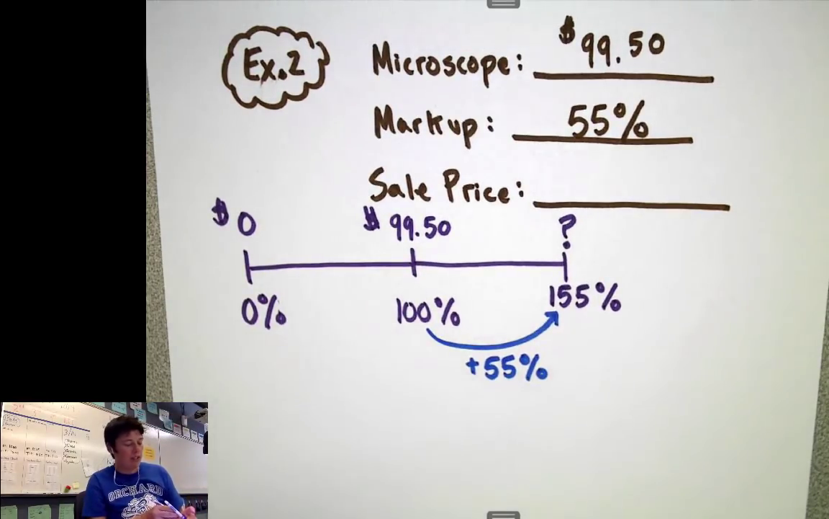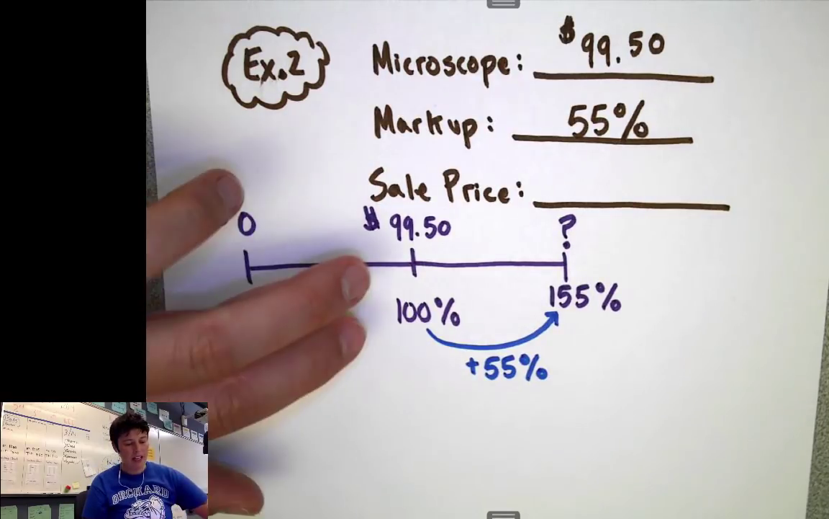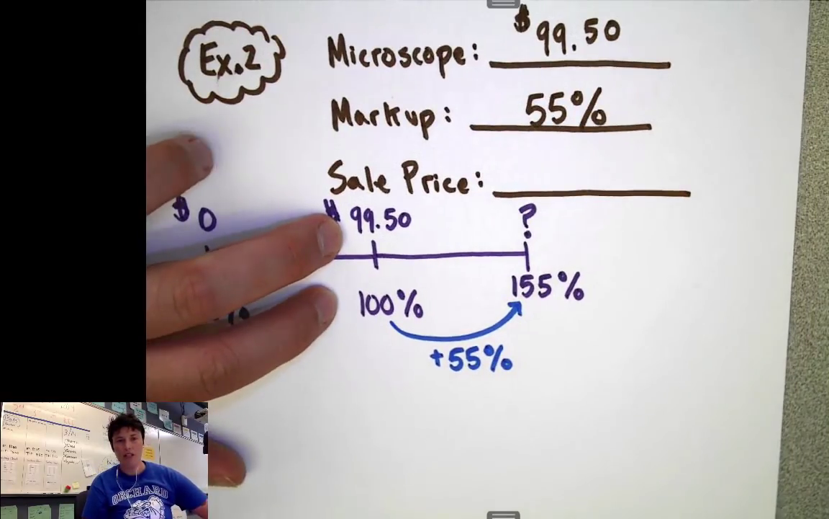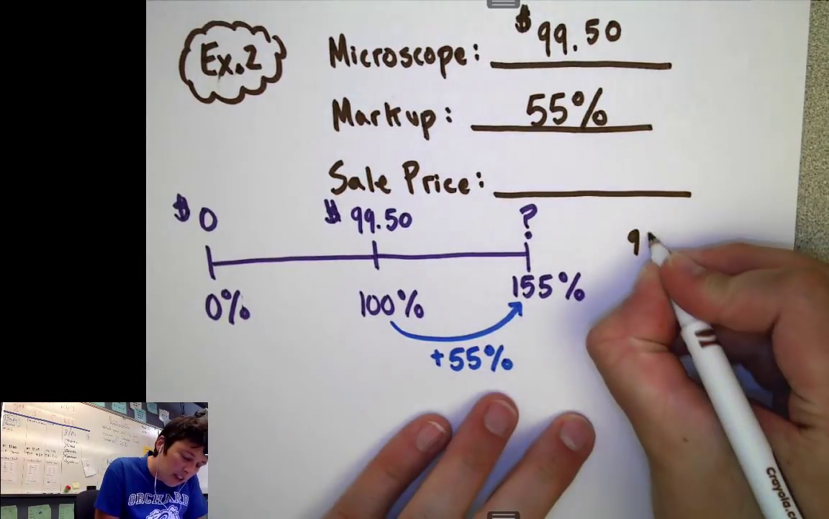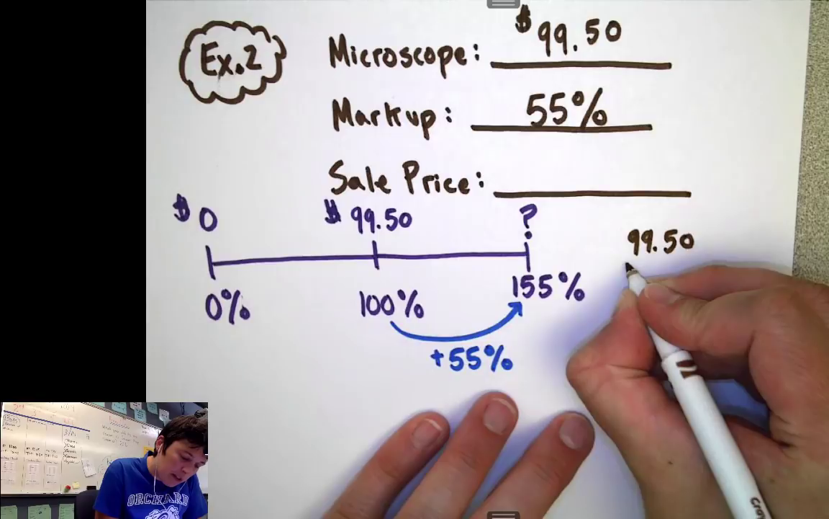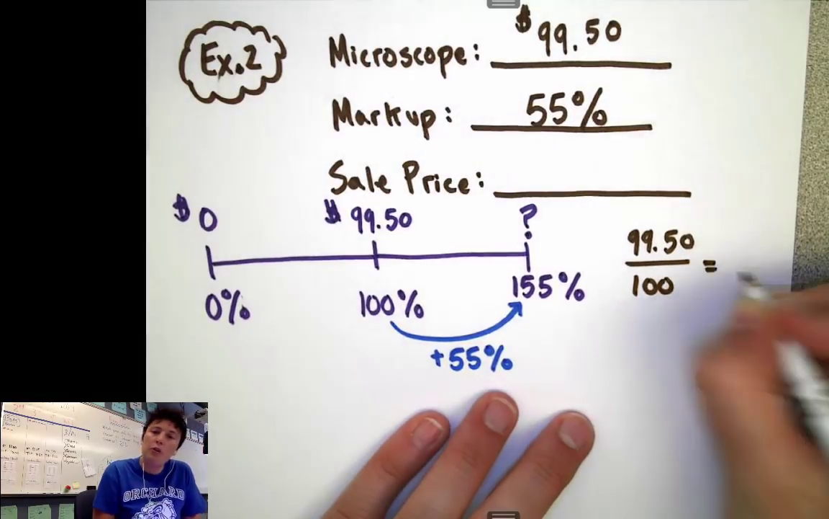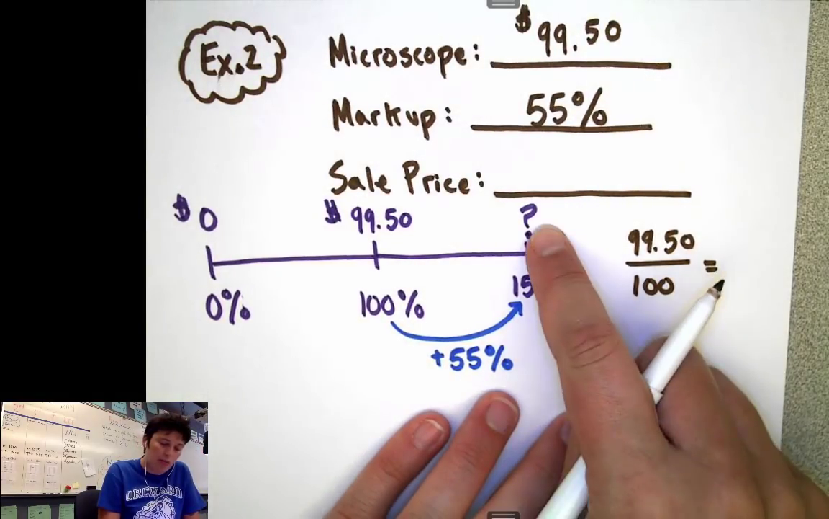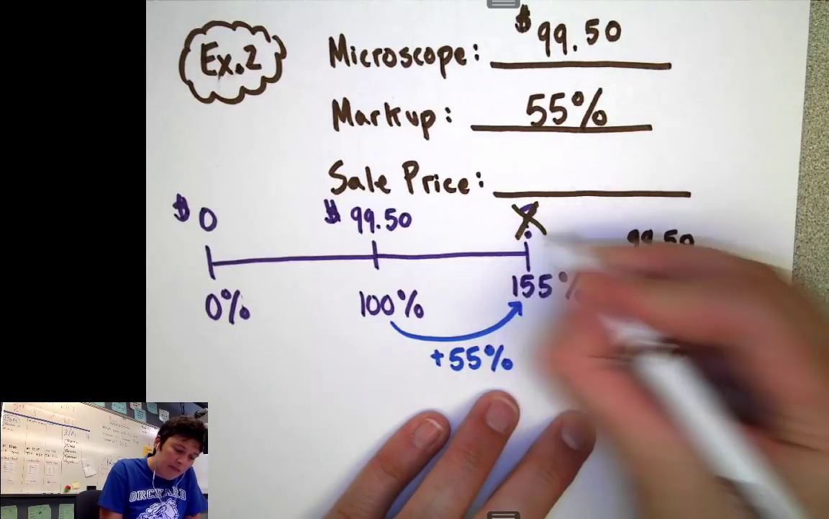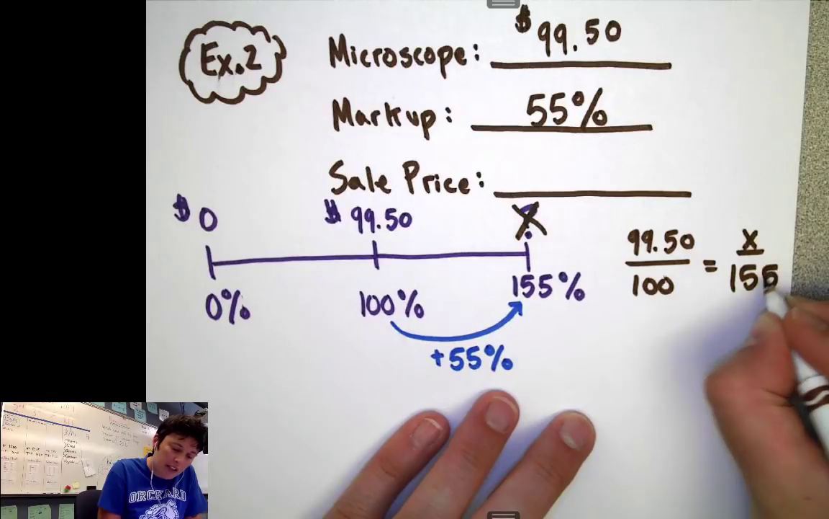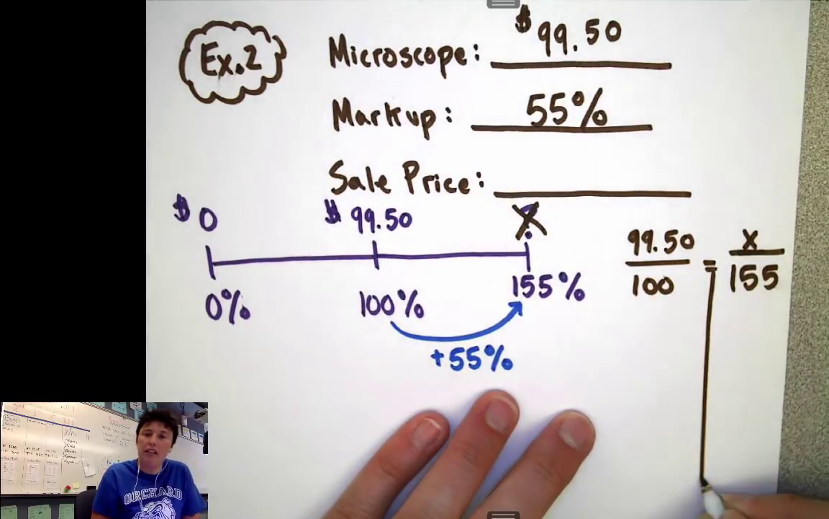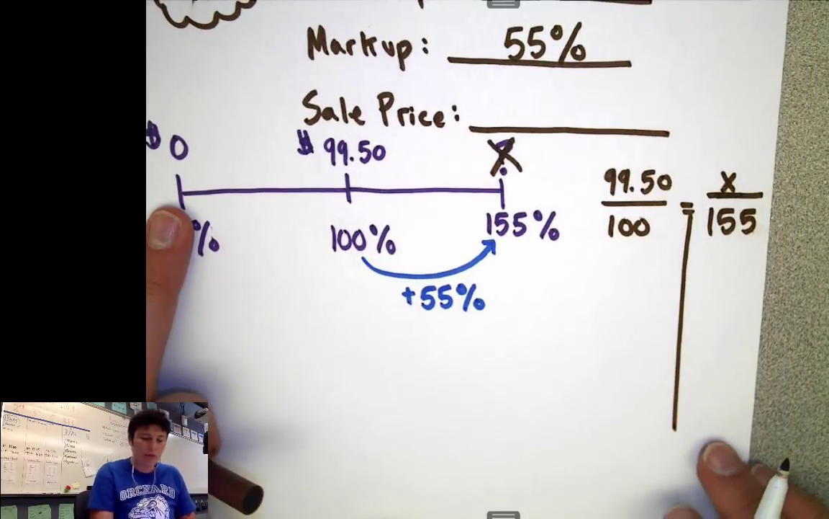All right, well, if I stick with my algebra strategy, I feel like I could solve these. So I've got $99.50 is 100% of the cost. So over here, I'm going to write $99.50 is 100% of the cost. But we are going to solve it for this questionable mark, this x, that I want to figure out, and that's at 155%. So line down the middle, let's solve for x. So stick with our strategy here.